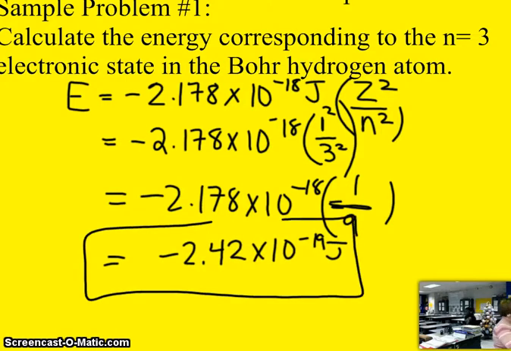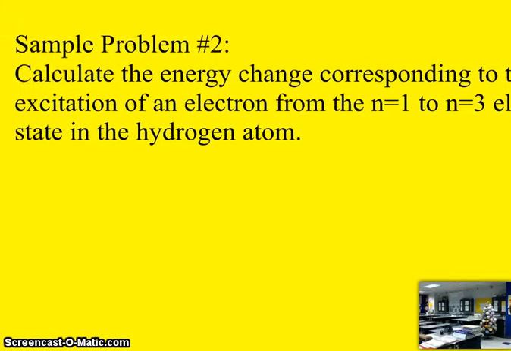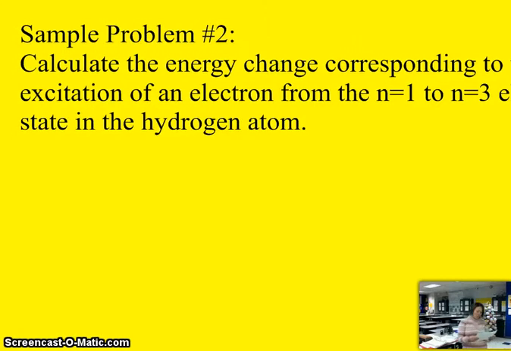That is the amount of energy associated with the n equals 3 energy level of an electron in hydrogen. That is completely unimportant. It tells us nothing. We cannot interpret anything from that. The value comes when you start calculating the change in energy as an electron moves from one energy level to the next, like this next sample problem that you all have in your notes. Sample problem number 2: calculate the energy change corresponding to the excitation of an electron from n equals 1 to n equals 3 electronic state in the hydrogen atom.